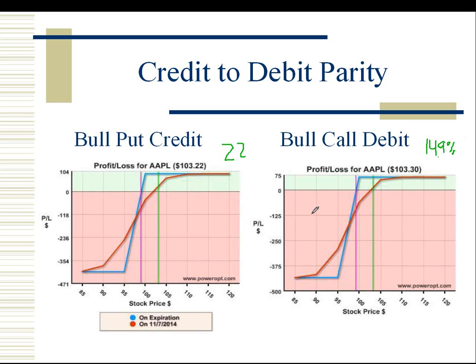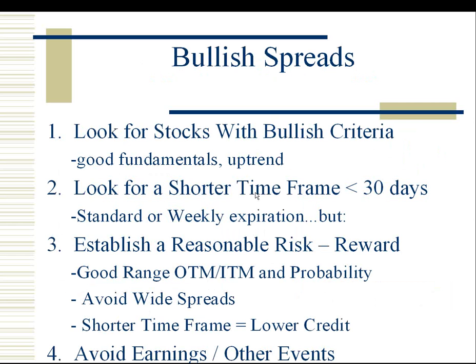So in this case, if we were bullish on Apple and we had the range out of the money that we wanted for our credit spread and the probability, we'd be much better off going with the credit spread than with the debit spread. We're going to run some other examples for that as well in just a moment. But it's always important to evaluate the parity spread. Now, for bullish spreads, what do we want to look for when we're entering a bullish spread, whether a bull put credit or bull call debit?